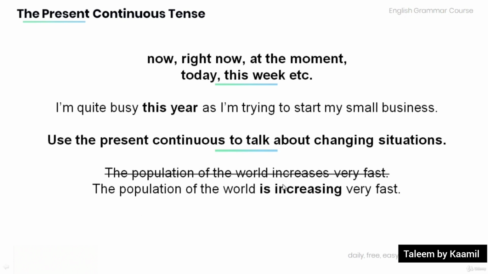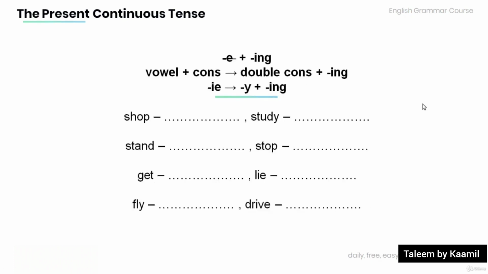The population of the world increases very fast. Note that the increase of the population of the world is a changing situation, and so we must say the population of the world is increasing very fast. And now, let's review and practice a bit.